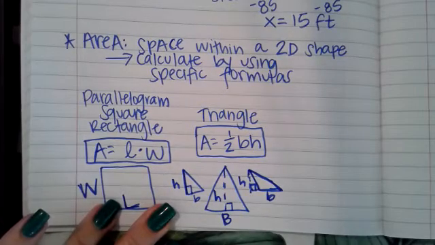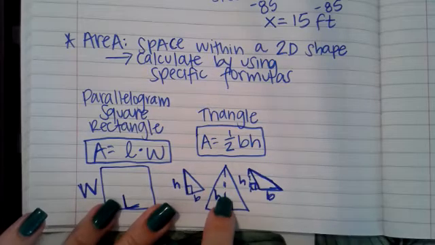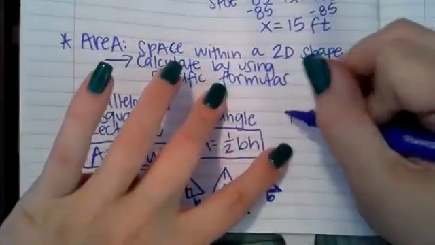So essentially, when we're given the base and height of a triangle, we multiply them and then take half in order to find the area of a triangle. And then for a trapezoid, this is the last kind of shape.